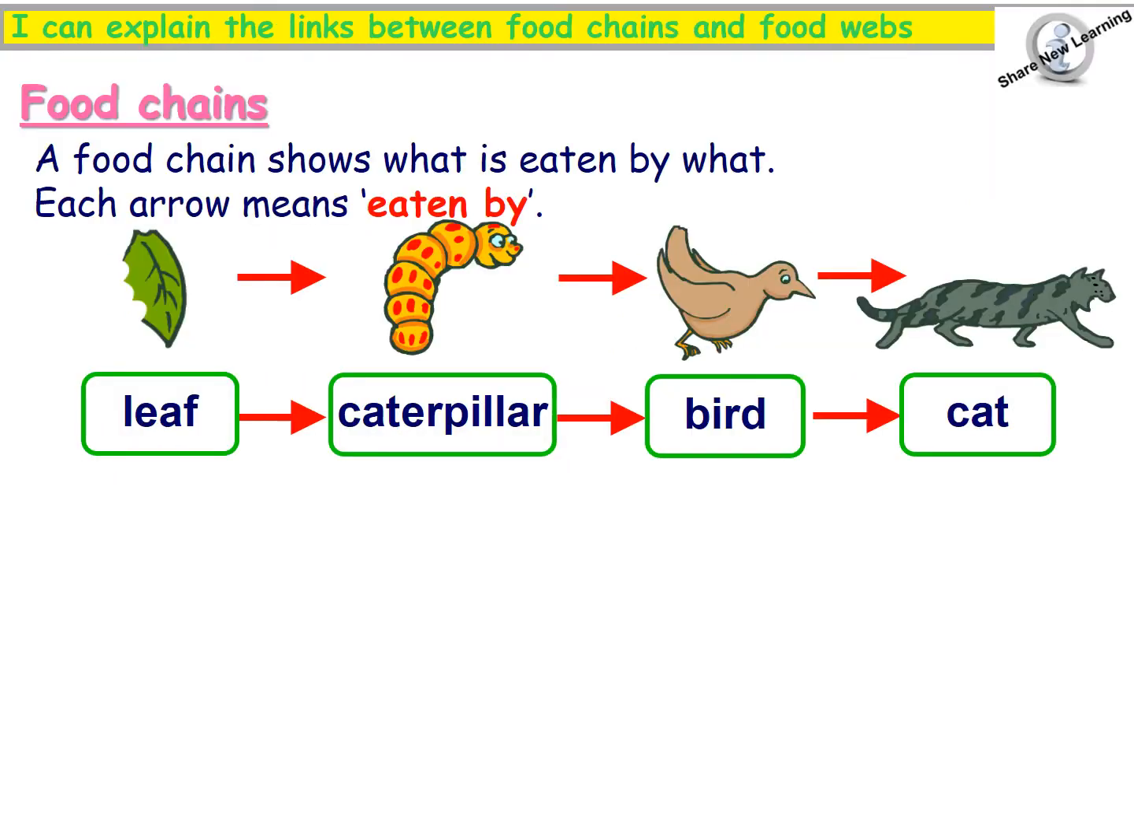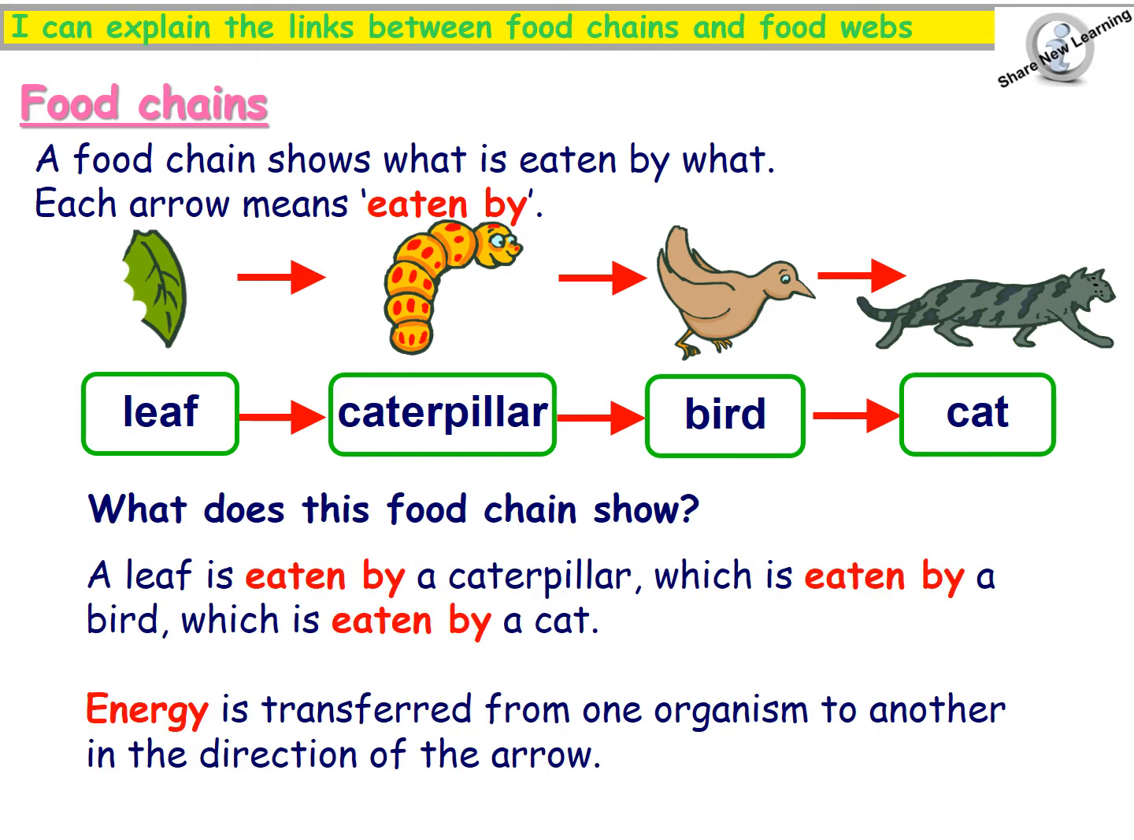Food chains tell us what is eaten by what. The arrow not only tells what organism gets eaten by, but it can also tell us the direction in which energy is passed on from one organism to another. In this example, the leaf is eaten by the caterpillar, which gets eaten by the bird, and then the cat eats the bird.